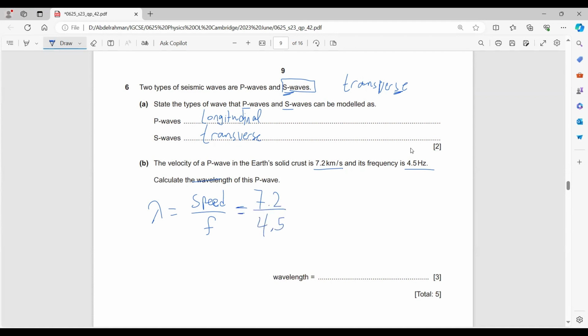Is that correct? Shouldn't it be in meters? Yes. Kilometers is wrong. We have to change it to meters. How should I change it to meters? Times 1,000. So 7,200 divided by 4.5 is 1,600 meters. Okay, good.